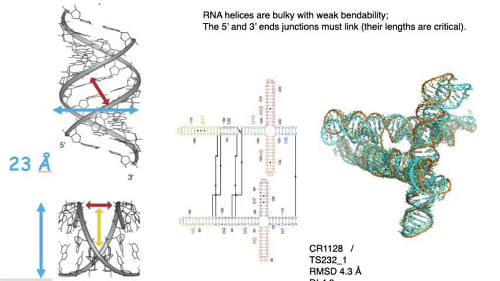Now, RNA helices are bulky. You see the size is 23 angstrom. They are not easily bendable. The average length is 5 to 10, less than 10. And they have a deep groove, so that you cannot really reach inside.